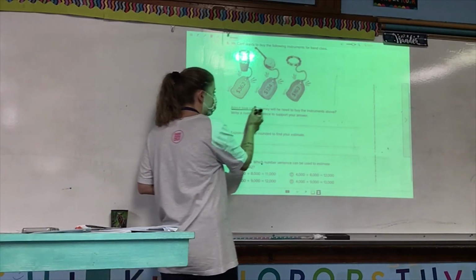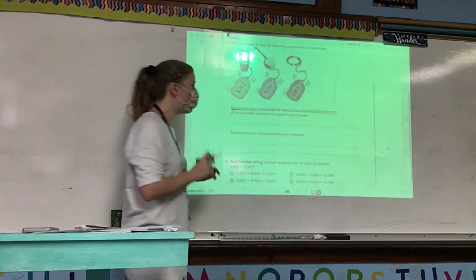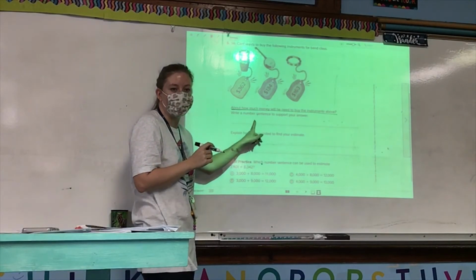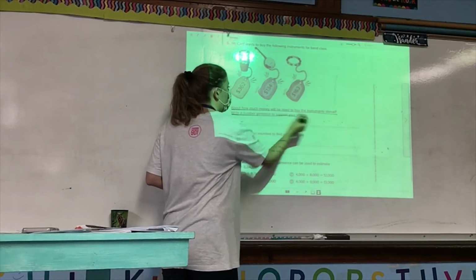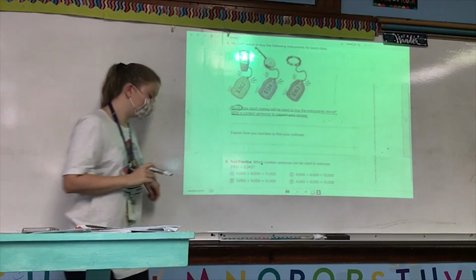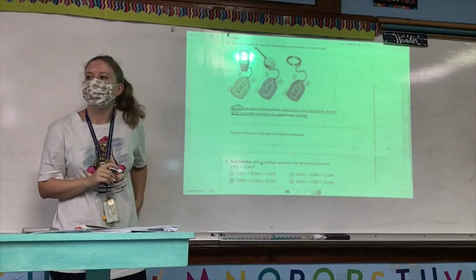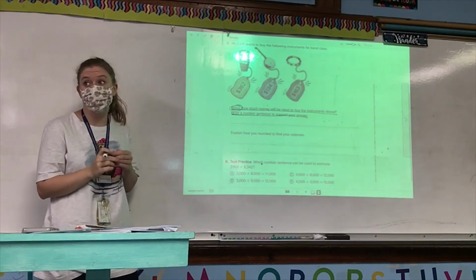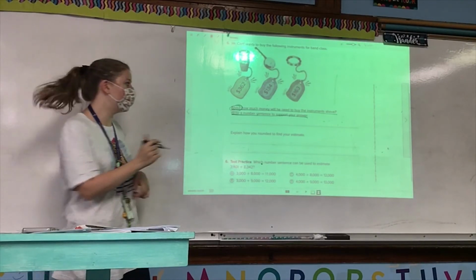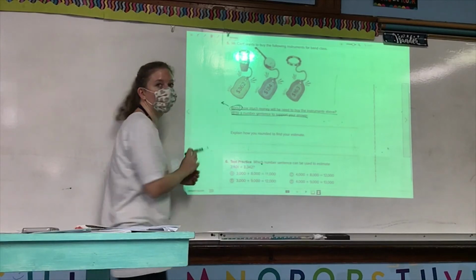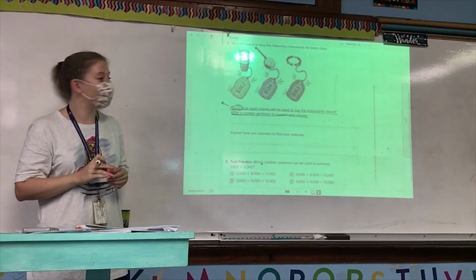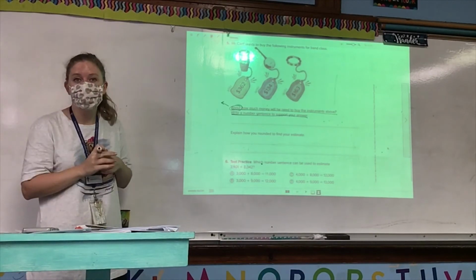So we have 2 questions. We have about how much will he need to buy the instruments above, and then even though this isn't actually a question, it's still something that we have to put an answer for. Write a number sentence to support your answer. This word about tells us that we're doing what, Ethan? Are we finding an actual answer? No. What are we doing? About tells us we're doing what, Aaron?